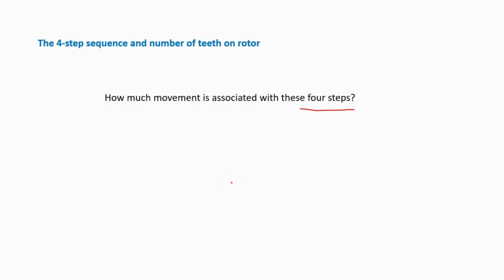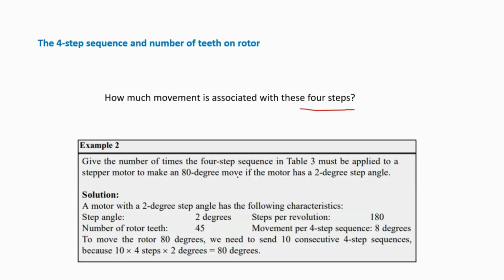So it is very important to know that whenever we want to move the stepper motor for a certain number of degrees, let's say 20, 40, 60, 80, or whatever it is, then we have to calculate how many four-step sequences are required to be applied to the motor. To understand this, let us look at example 2 of the reference book, which is given at the end of the slides. The task was that a stepper motor is to rotate for an 80-degree movement. We can roughly imagine that if this is a reference point of the motor shaft, then we want to move till this point, which is 80 degrees.